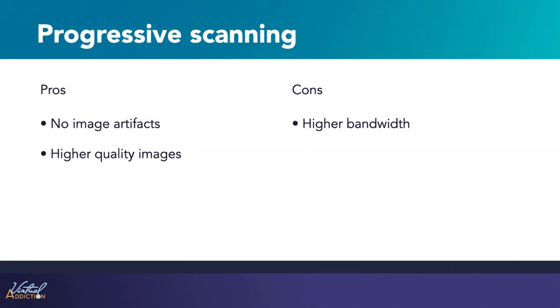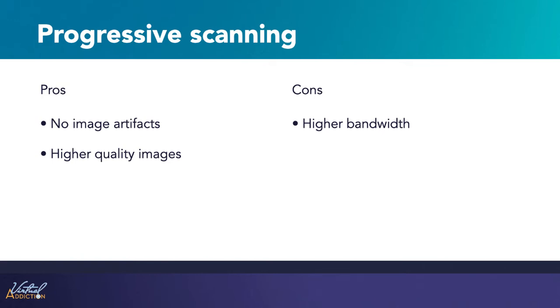With progressive scanning, we don't have to worry about artifacts, since images are displayed all at once, and we won't have the issue that interlacing can produce. In turn, you will have higher quality images, since essentially you are delivering more images per second. This results in better quality.